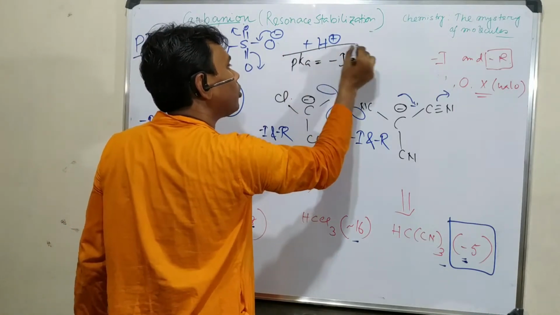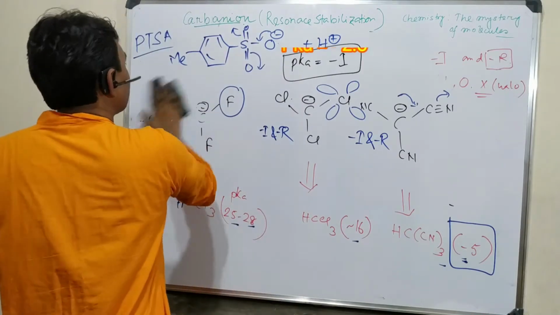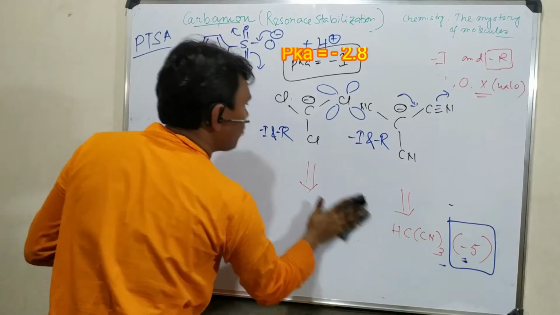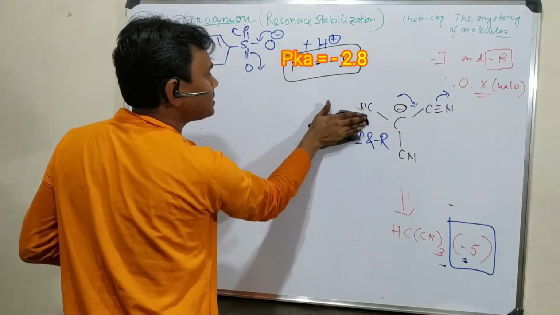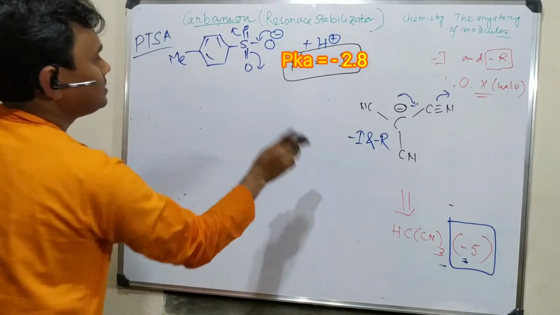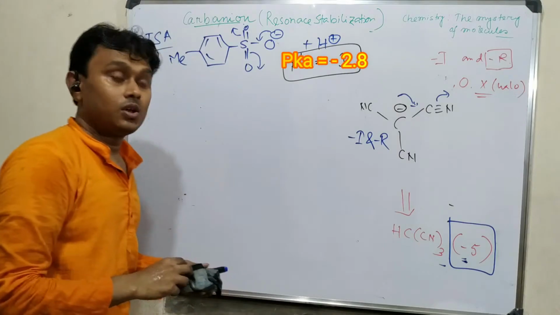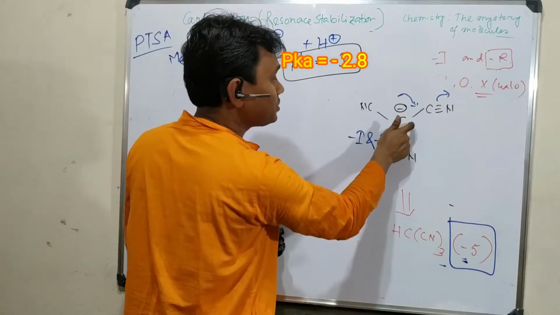So now you compare this versus this. Just think again that its acidity is so much, it's comparable with the pKa of a sulfonic acid, paratoluene sulfonic acid, and this is the most interesting thing. Its pKa is -1, and this one is -5. So this is a stronger acid than this, and how? Because of the stability of the carbanion.